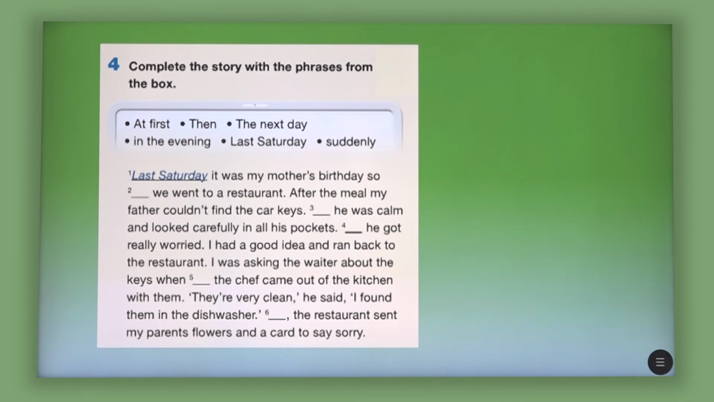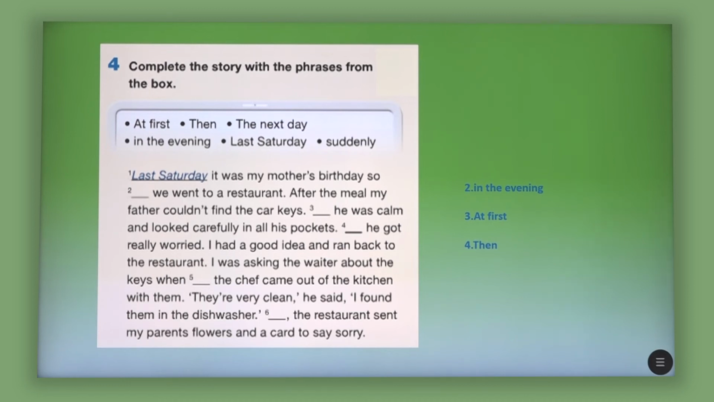Last Saturday it was my mother's birthday, so in the evening we went to a restaurant. After the meal, my father couldn't find the car keys. At first, he was calm and looked carefully in all his pockets. Then he got really worried.